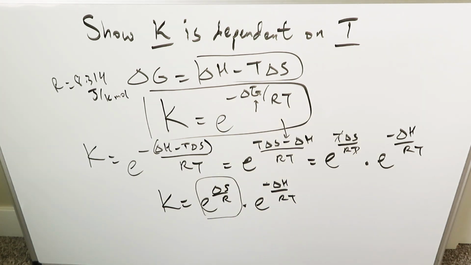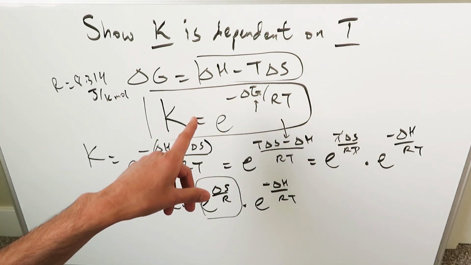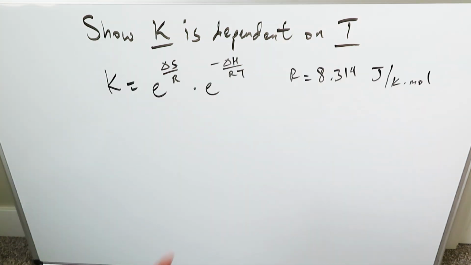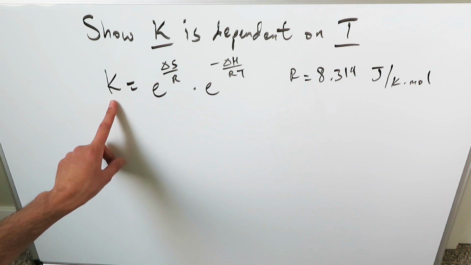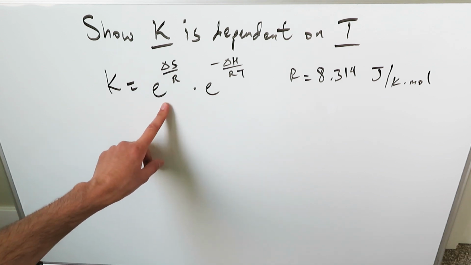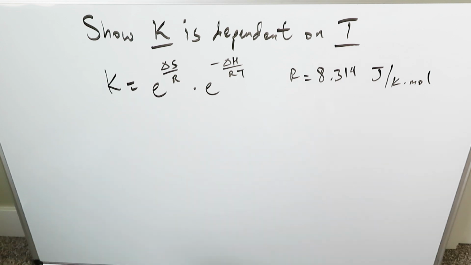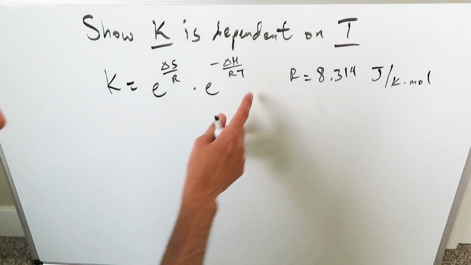So let's bring everything here into a unifying front over here, then we'll talk about how K is dependent on T. So this is where we are now. The equilibrium constant is equal to e to the power of delta S over R, entropy divided by R, times e to the power of minus delta H, your enthalpy factor, divided by R and T, temperature.